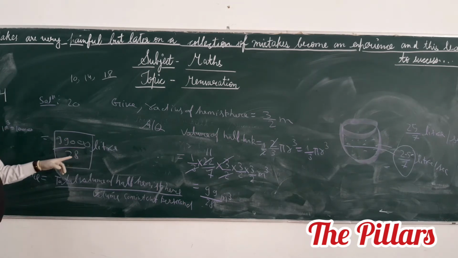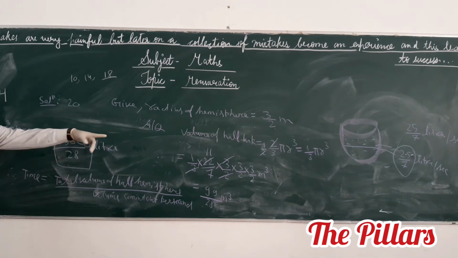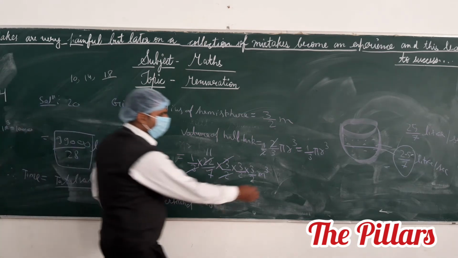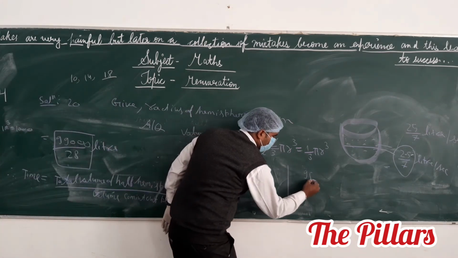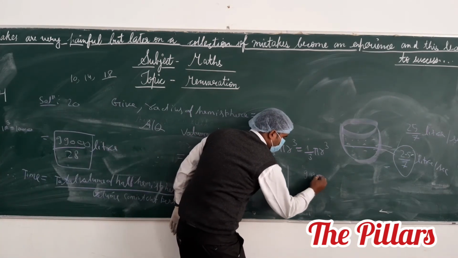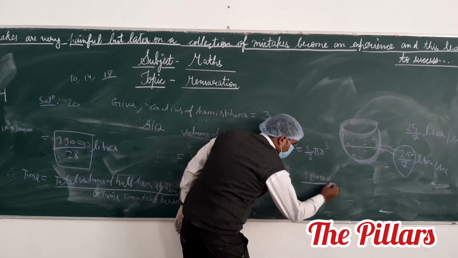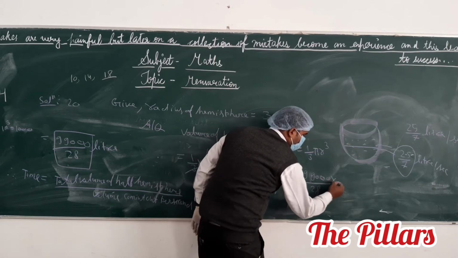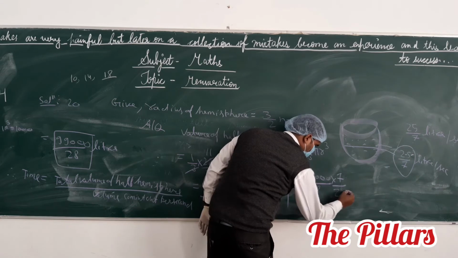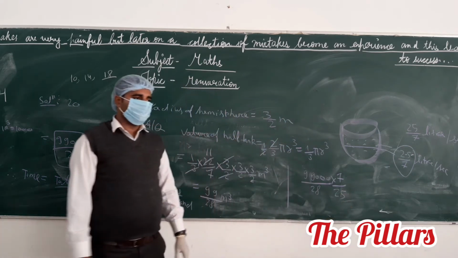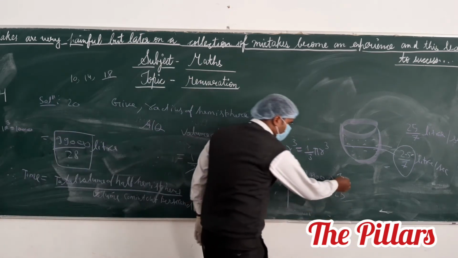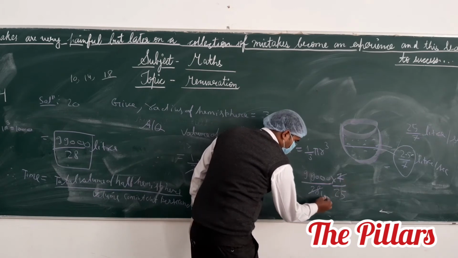99,000 divided by 28, divided by 25 by 7. So see that 99,000 divided by 28, into 7 upon 25. Is there anyone who has any problem? 7 fours are 28.